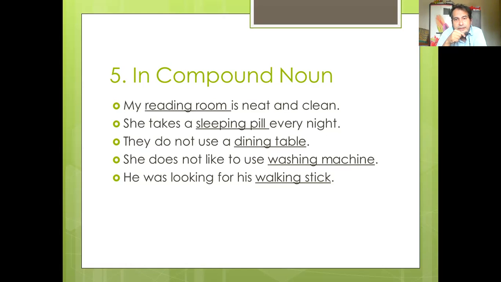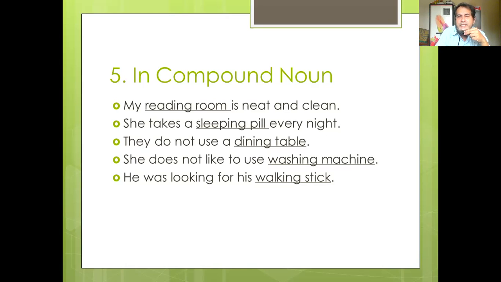In all these examples, you see that a compound noun is used. How is this made a compound? By using a gerund. Dining table or washing machine or walking stick. All these 5 examples are gerunds, and here the gerund is turned into a compound noun. That means here in each case 2 words are working together to make a single sense.